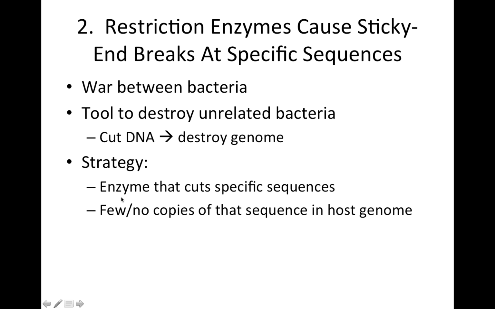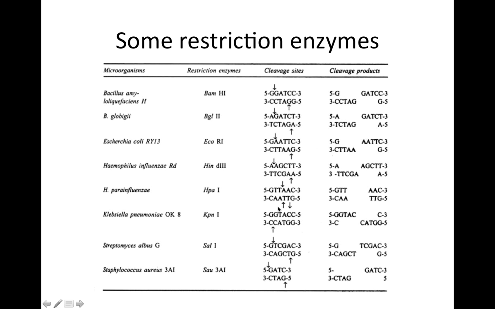So the strategy is that we've got an enzyme that cuts specific sequences, and then over time, the bacteria that encodes this enzyme, that has the gene for this enzyme, will have evolved few or no copies of the specific sequence. So that would mean a given restriction enzyme will cut at a given sequence.